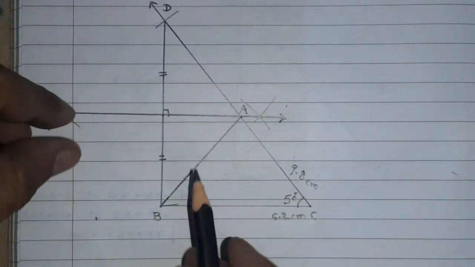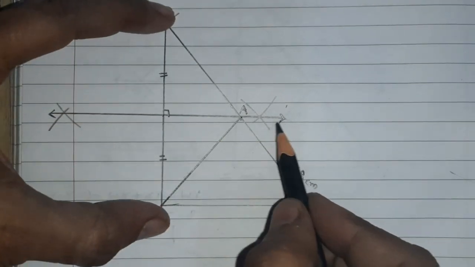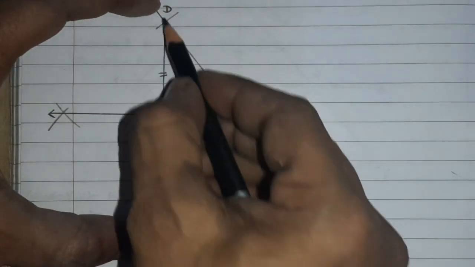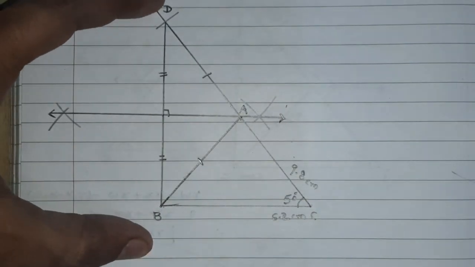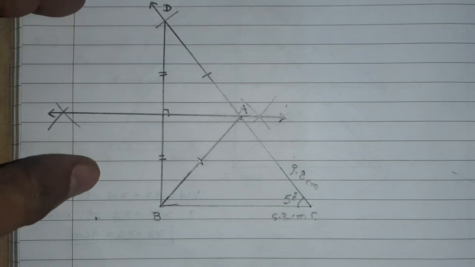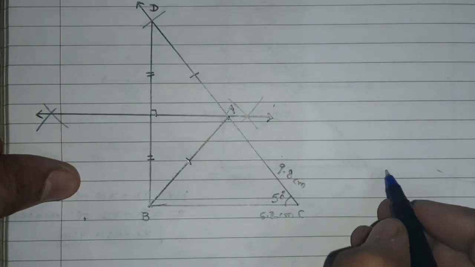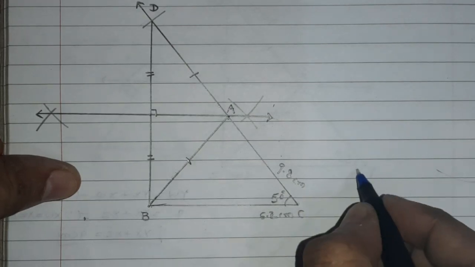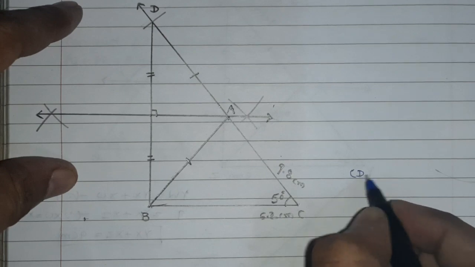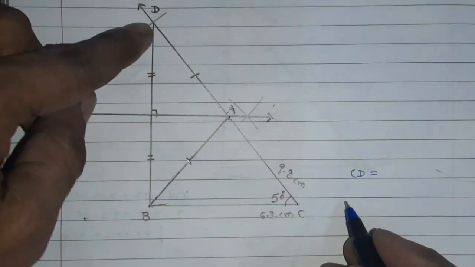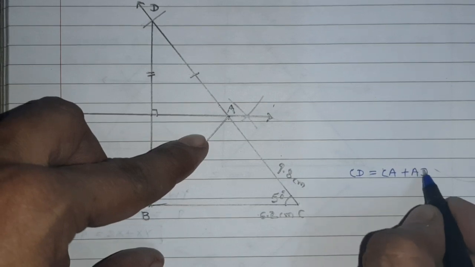Dear student, now observe this. This point A is on the perpendicular bisector of this. Therefore, AB and AD are equal. Therefore, AB is equal to AD. Now, we have to write here the analysis. For that purpose, see here. What we have to write? See, CD is equal to CA plus AD.